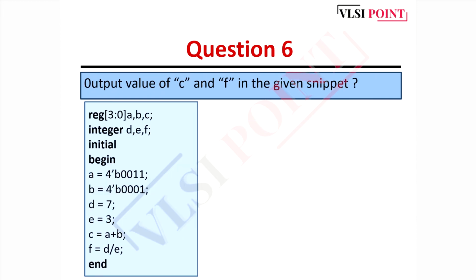Now talking about question 6. Question 6 is: output value of C and F in the given snippet. So in this snippet you can see I have taken 3 variables, basically register type variables, and these variables are of 4 bits, then 3 integers D, E, F. So the A value is 4'b0011 and the B value is 4'b0001. D is 7 and E is 3. Now simply the A plus B value is assigned to C and F is D divided by E. So quickly solve this question.